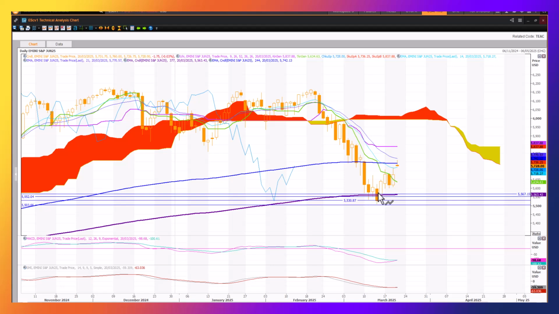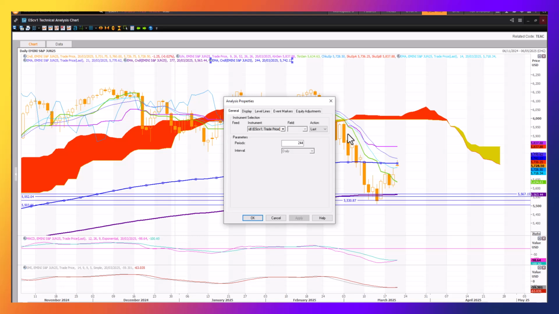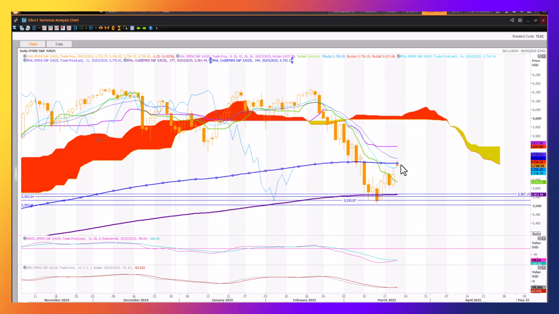We got our rebound, then hit the turning line of the cloud, pulled back a little bit, and then made another attempt, broke through there, and now we are testing a couple of moving averages here, as well as this major moving average there. That's the 244 moving average, also a significant zone. We're now testing that for resistance, but at least we're above the turning line of the Ichimoku cloud, and now we're getting to key resistance levels.